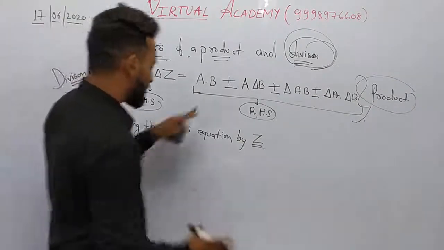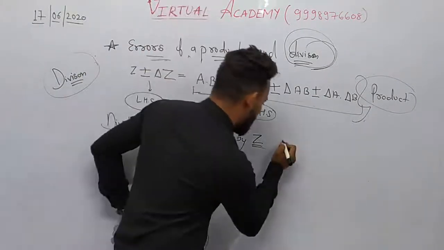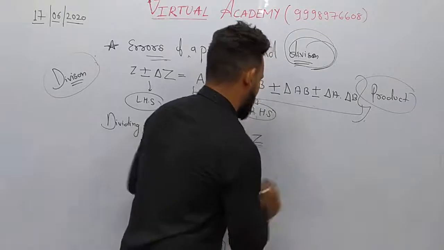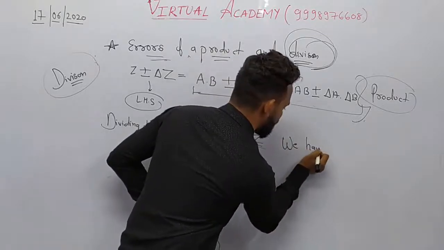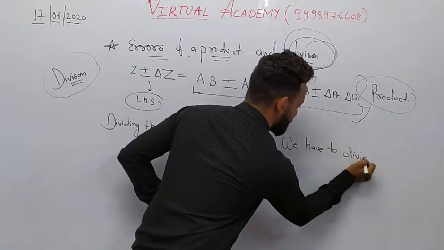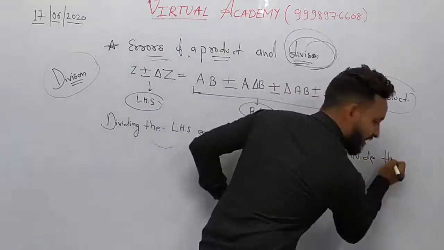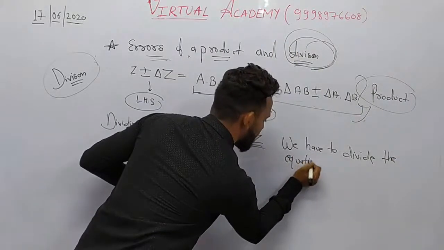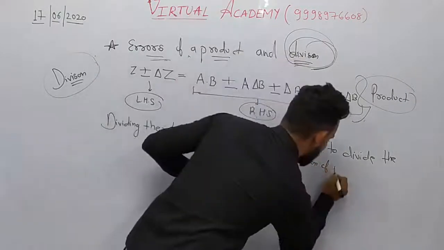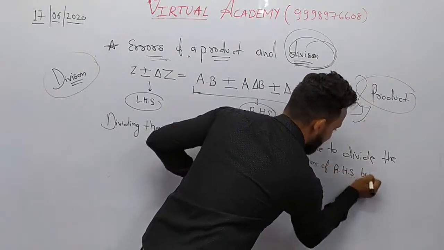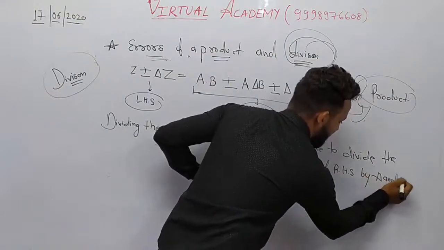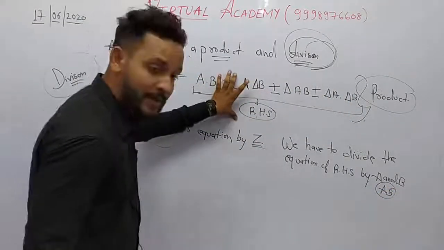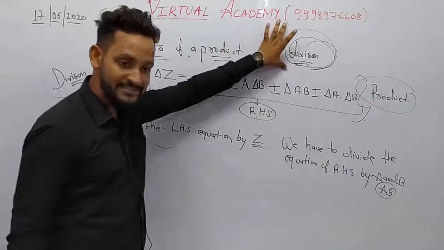So now the right hand side. What about the right hand side? We have to divide the equation of the right hand side by A and B. How? Divide by A B. So simply what did I say? In our product rule, what do we have to convert to? In the terms of division.